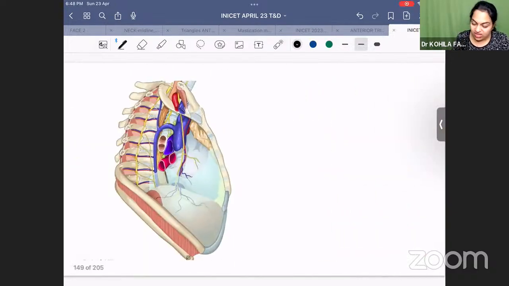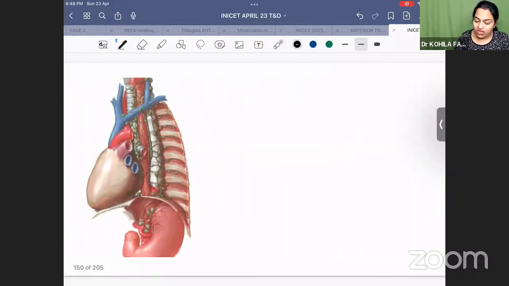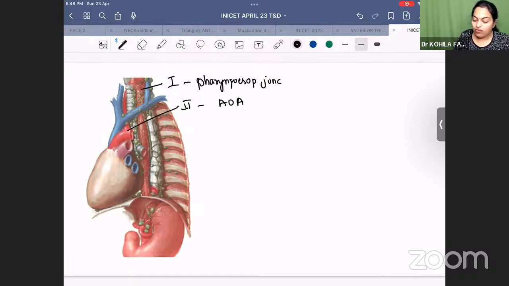This is the superior mediastinum, right? You can see the esophagus here. This is the trachea here, right? What are the constrictions of the esophagus? At the first constriction, where is it? At the pharyngoesophageal junction, where the pharynx becomes the esophagus, right? Where is the second constriction? It is crossed by the arch of aorta. Where is the third constriction? Where it is crossed by the left bronchus. Where is the last constriction? Where it pierces the diaphragm, right?